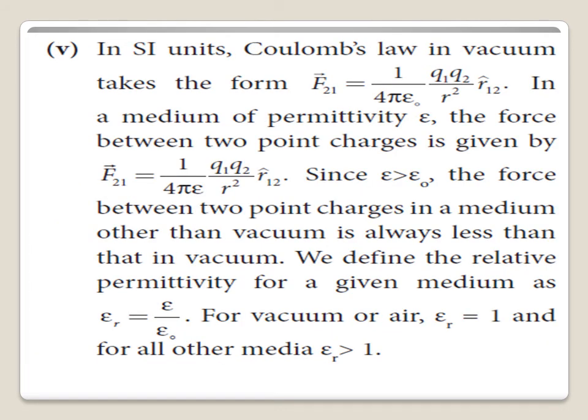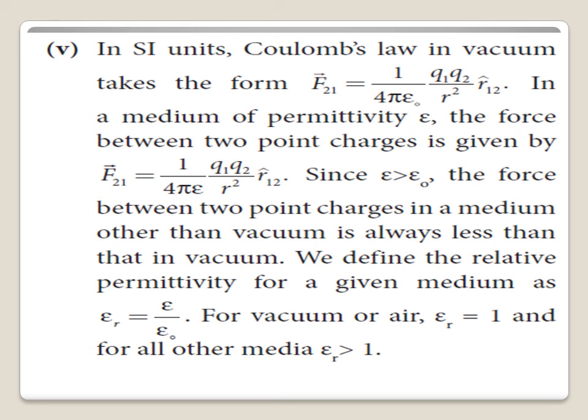And the fifth point says in SI units, Coulomb's law in vacuum takes the form 1 by 4 pi epsilon naught Q1 Q2 by r squared. In a medium of permittivity epsilon, the force between 2 point charges is given as, instead of epsilon naught, we'll have to write epsilon. That is 1 by 4 pi epsilon Q1 Q2 by r squared. Now, since epsilon is greater than epsilon naught, the force between 2 point charges in a medium other than vacuum is always less than that in vacuum.